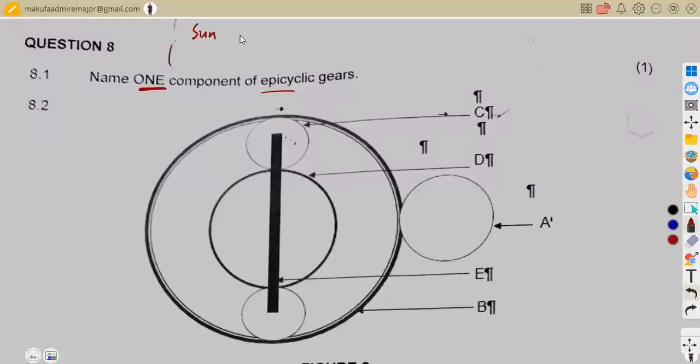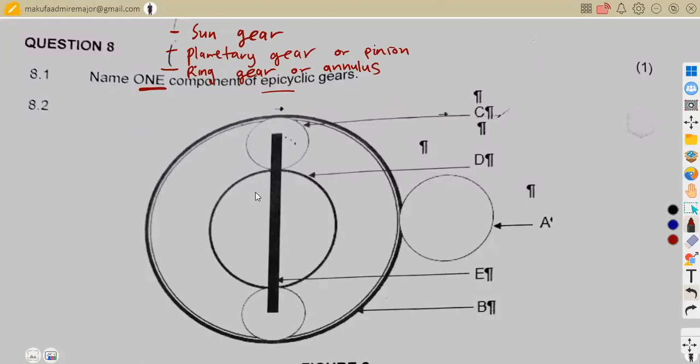Remember, we have the sun gear in this case. We also have the planetary gear. This planetary gear is also referred to as the pinion. Then we talk about the ring gear, which is the outer part, and we also refer to it as the annulus gear.